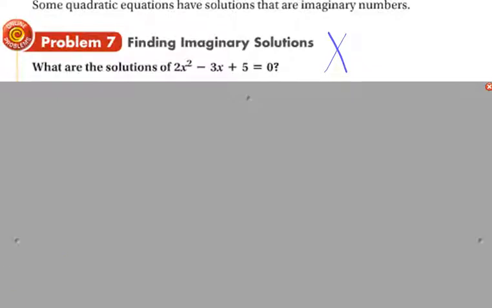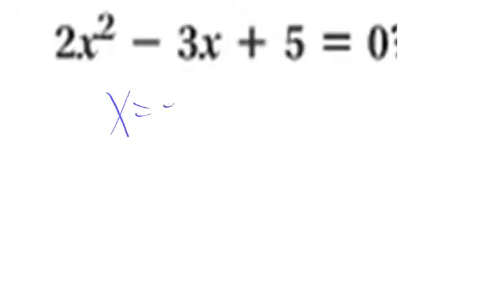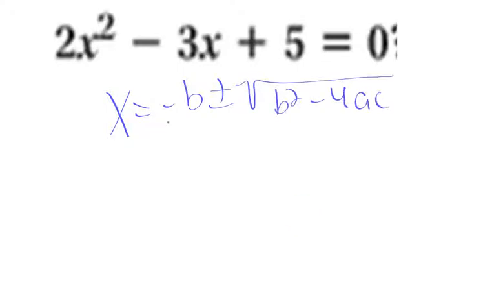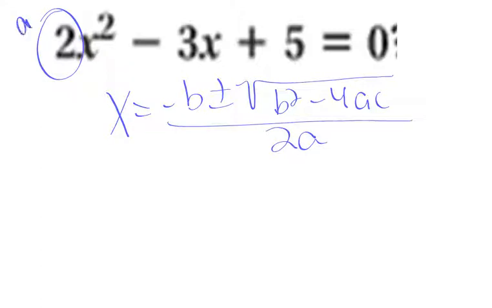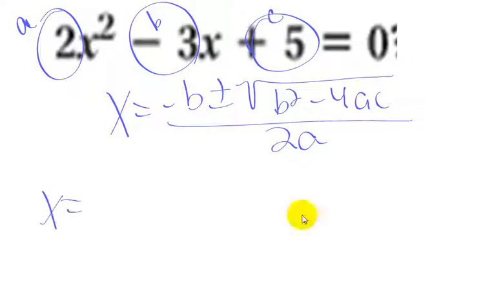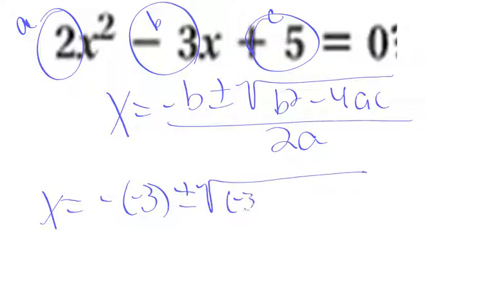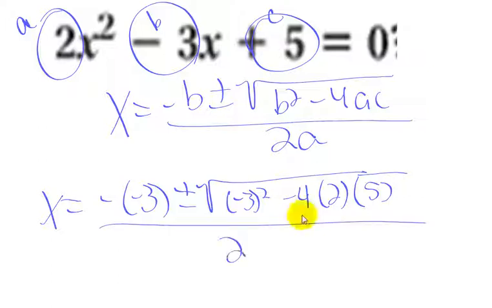So what is it? We've got x equals negative b plus or minus the square root of b squared minus 4ac all over 2a. Now our a is 2, our b is negative 3, and our c is a positive 5. So substitute. So x equal negative b, negative 3, plus or minus the square root of b squared, negative 3 squared, minus 4 times a, which is 2, times c, which is 5, all over 2a, which is 2.